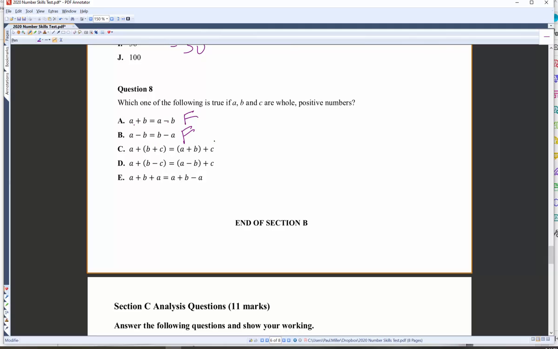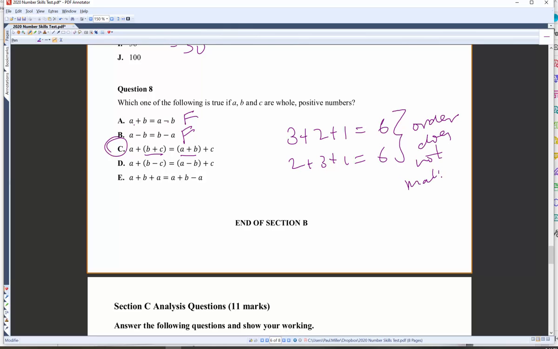All right, here we go. This is the one that is the correct answer. A plus, so if they force you to add these first, that'll be exactly the same as forcing you to add those together, because addition, 3 plus 2 plus 1, 2 plus 3 plus 1, both of these yield exactly the same result. It's going to be 6, which means order does not matter.